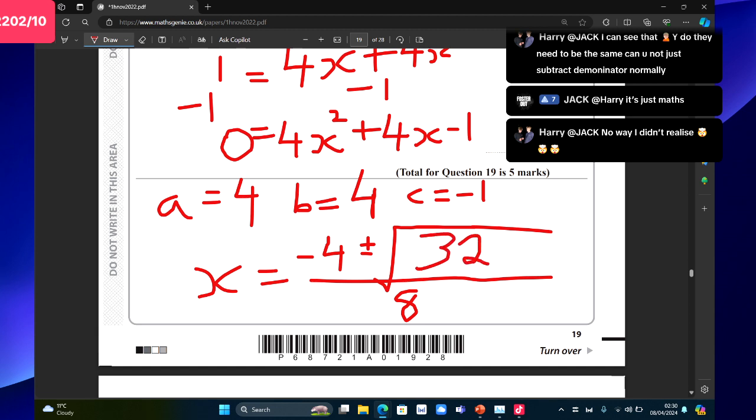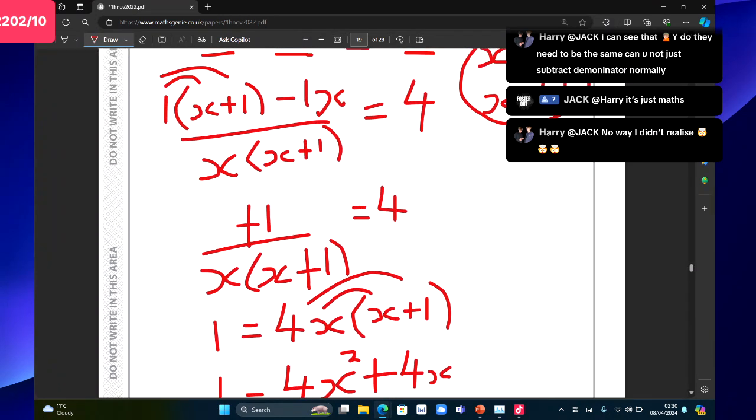Now, the last part is recognizing that I can simplify root 32. Root 32 can be written as root 16 times root 2. Now, why have I picked these two numbers? Because when you simplify surds, you want to find the biggest square number factor that goes into 32. And that'll be 16. So the square root of 16 is going to equal 4, so it's going to be 4 root 2.